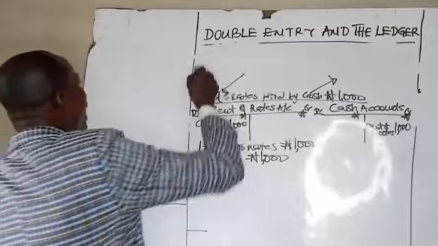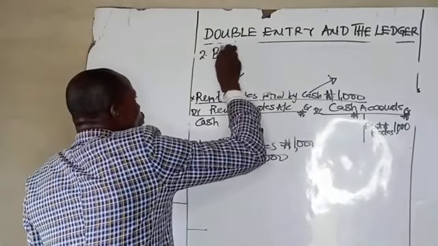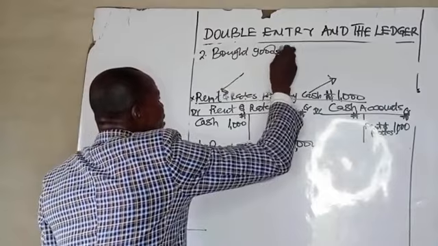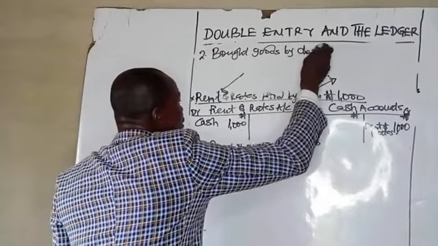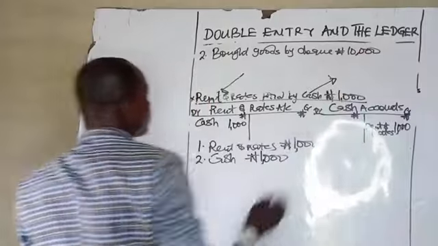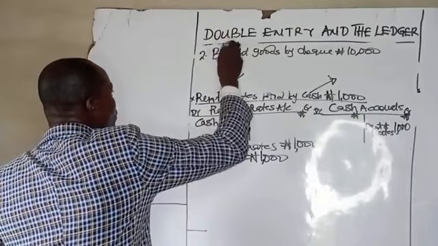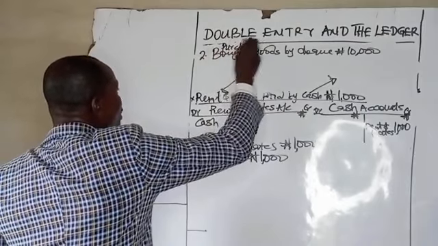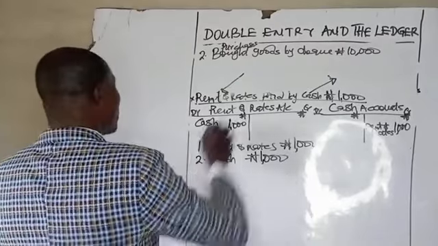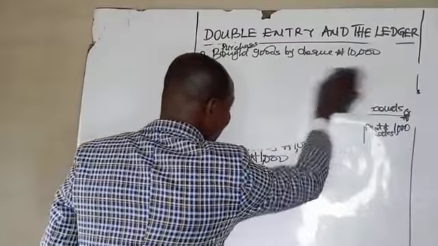Now let me give you another transaction for illustrative purpose. Bought goods by check, 10,000 naira. Here, the word bought means purchases. Now, I've told you that a single transaction will affect two accounts.